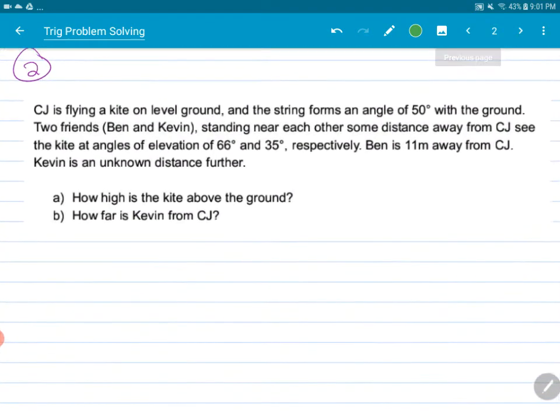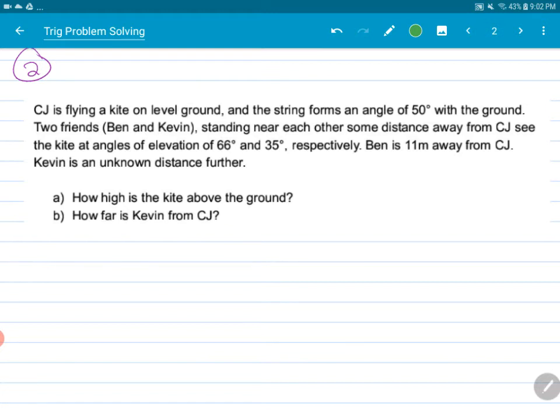CJ is flying a kite on level ground, and the string forms an angle of 50 degrees with the ground. Two friends, Ben and Kevin, standing near each other some distance away from CJ, see the kite at angles of elevation of 66 degrees and 35 degrees, respectively, meaning that Ben sees the 66 and Kevin sees the 35. Ben is 11 meters away from CJ, and Kevin is an unknown distance a little bit further away.